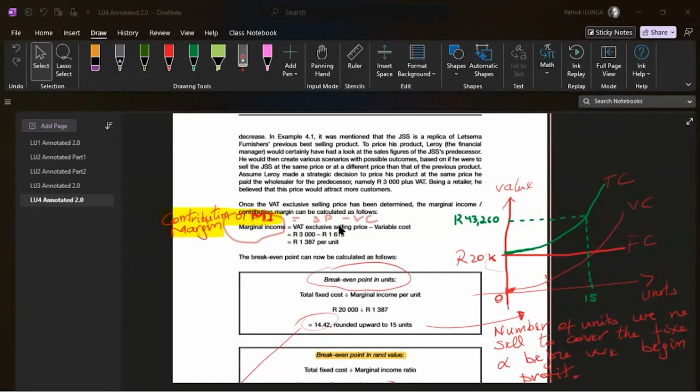You see, he made the strategic decision to price his product at the same price he paid the wholesaler for the predecessor, namely 3,000 plus the VAT. What is the VAT? How much is the VAT? 15%? That's right. Why were you saying it with a small voice? Because you're not sure. It must be second nature, guys, so you know your VAT. Is it 15% or is it 14%? 15. Right. I like that, Jesse.